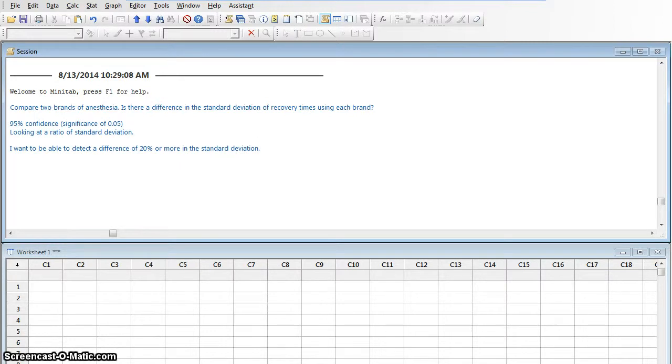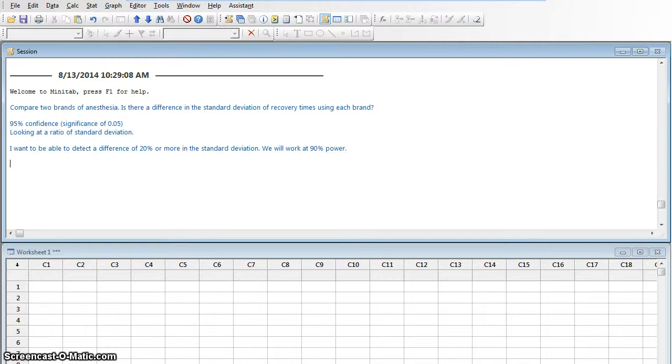And what power level do I want? What is my chance of detecting it? So assuming that there really is a 20% difference, or more than a 20% difference, I want to have a high chance of detecting it. The most common power is 80%, but for this time, let's work at 90%. We will work at 90% power this time.